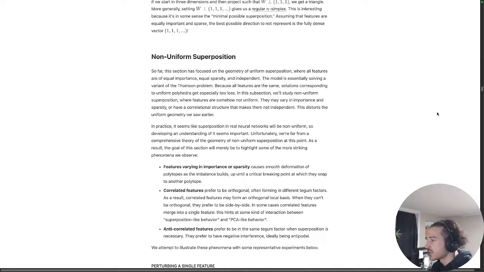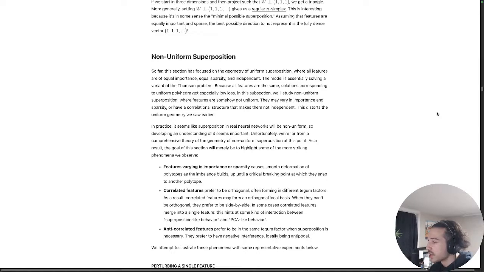In this subsection, we'll study non-uniform superposition, where features are somehow not uniform. They may vary in importance and sparsity, or have a correlational structure that makes them non-independent. This distorts the uniform geometry we saw earlier. In practice, it seems like superposition in real neural networks will be non-uniform, so developing an understanding of it seems important. Unfortunately, we're far from a comprehensive theory of the geometry of non-uniform superposition at this point.